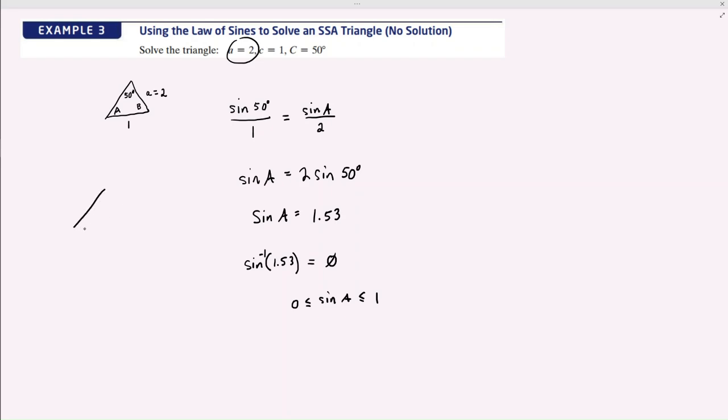Okay, so this is an impossible situation, and what they've really set up here is something that would look like this: 50 degrees here, and then opposite that we have 1, and then we have a 2 here, and angle A somewhere over here, but we can't reach it, so there's no solution here.